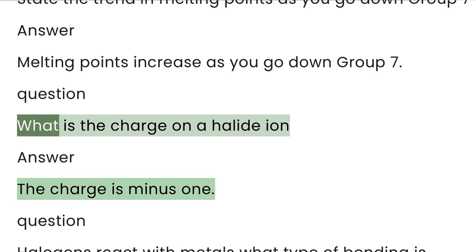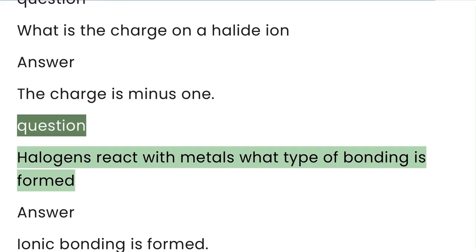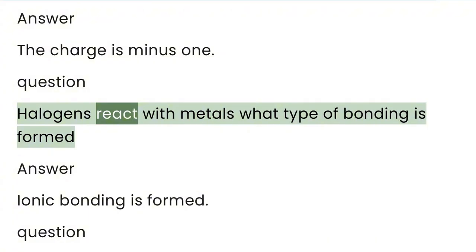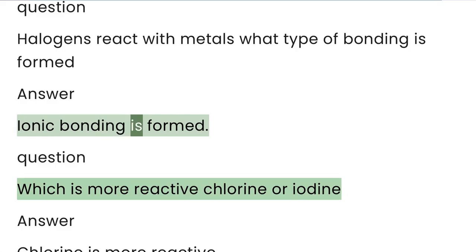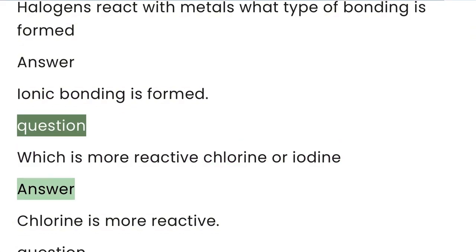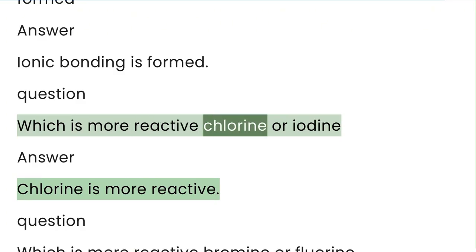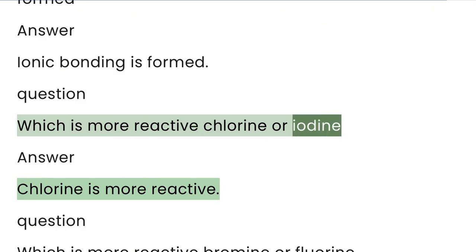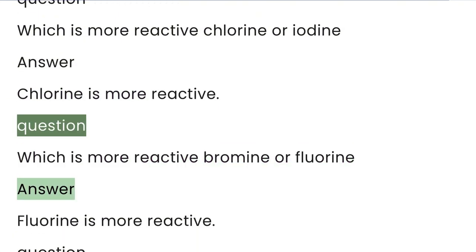Question: what is the charge on a halide ion? The charge is -1. Question: halogens react with metals. What type of bonding is formed? Ionic bonding is formed. Question: which is more reactive, chlorine or iodine? Chlorine is more reactive.